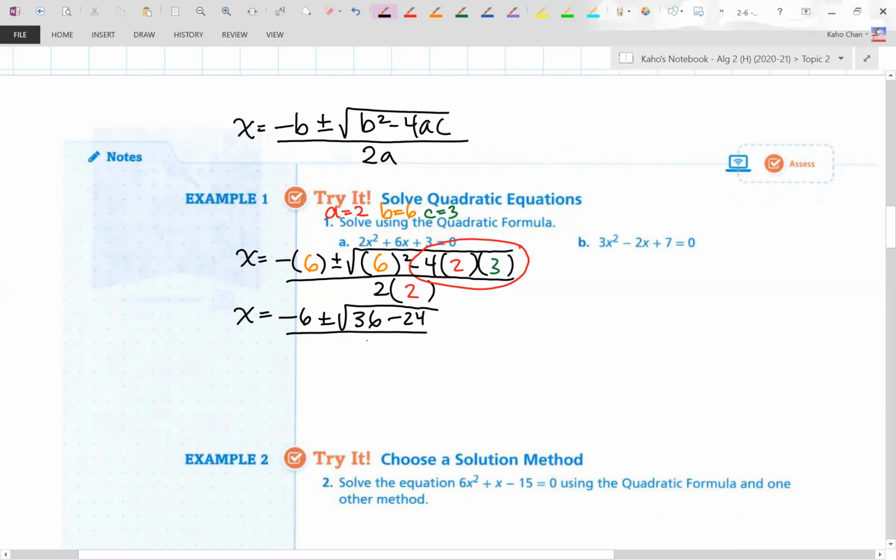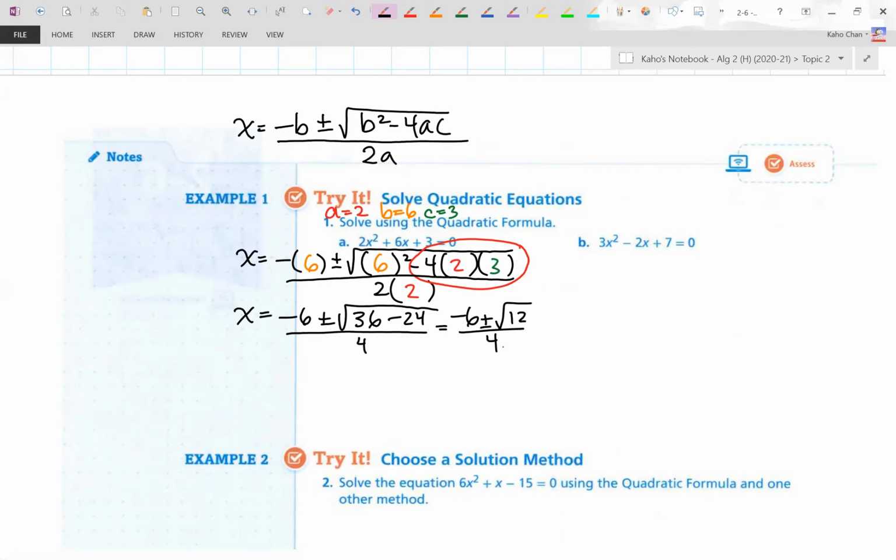2 times 2 on the bottom, of course, and the denominator is 4. And 36 minus 24 inside the radical is 12. Now, if you left the answer like this, you would be partially marked wrong. You have to simplify the radical as well as reduce if possible. Yeah, the fun doesn't stop here, does it?